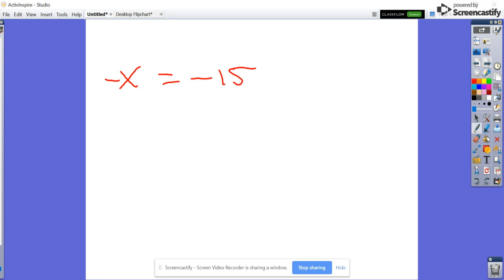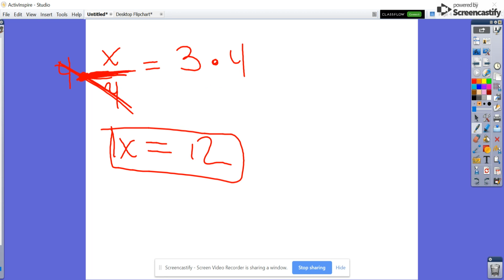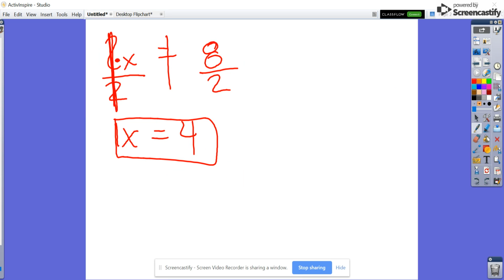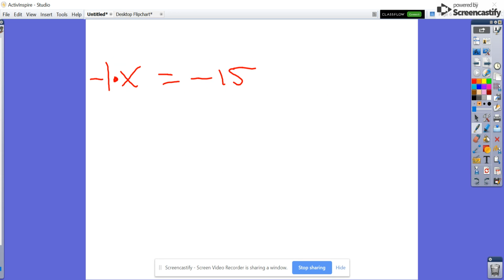Okay, the last one. We have negative x equals negative 15. What's the invisible number in front of the x? 1. So what do we really have? Negative 1x, right? What operation is occurring between the negative 1 and the x? Yeah, multiplication. For those of you that don't see it, negative 1 is a number. So is 2. We have 2x, that's 2 times x. Then here we have negative 1 times x equals negative 15.